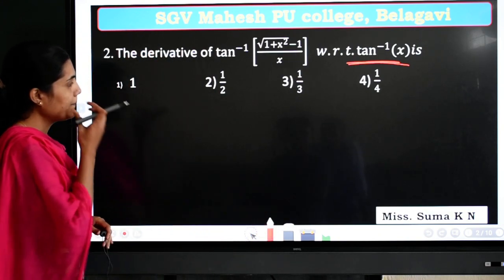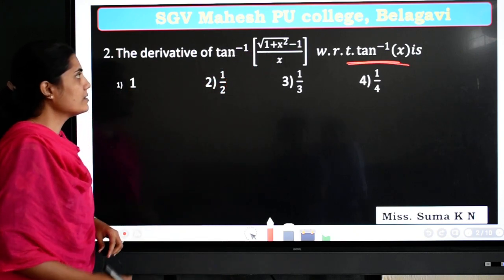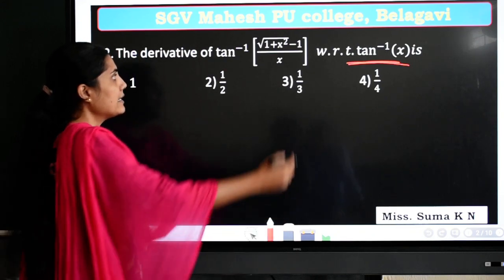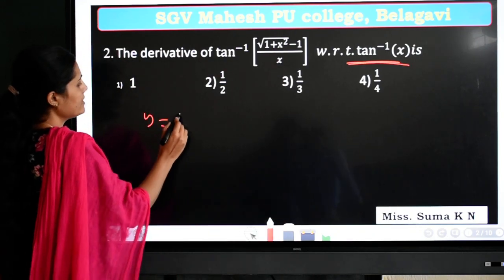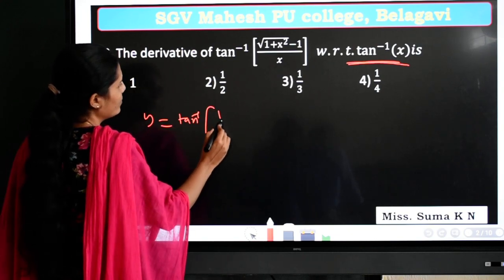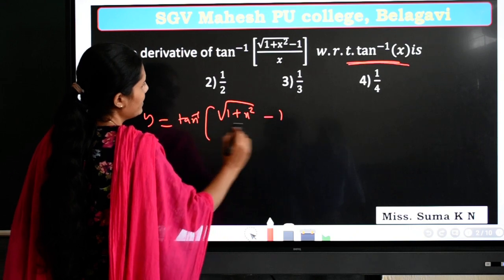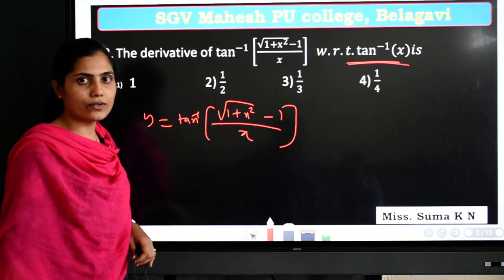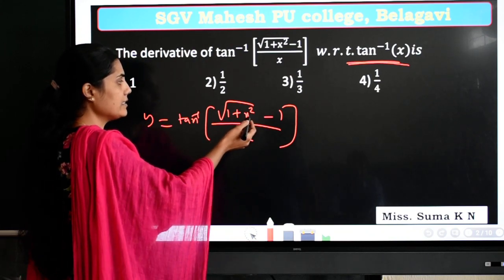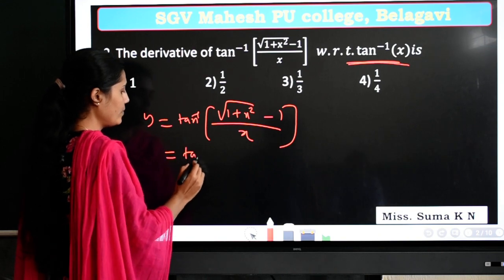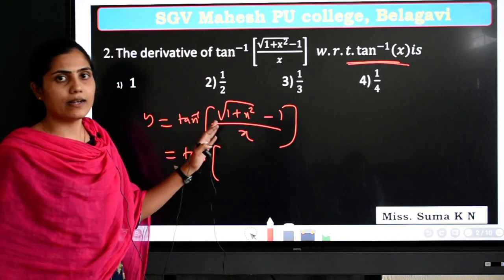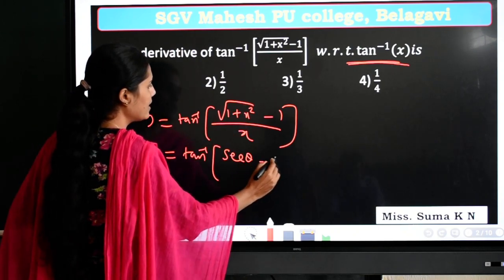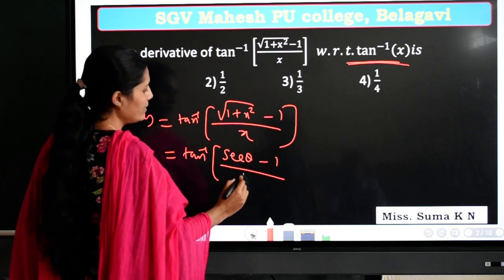Listen carefully here. You know from the theory class, root of 1 plus x square minus 1 divided by x is there. The substitution here is tan. Let's take y is equal to tan inverse of root of 1 plus x square minus 1 divided by x, by substituting x is equal to tan theta. 1 plus tan square theta is sec square theta. Square root of sec square theta is sec theta. Sec theta minus 1 divided by x is tan theta.